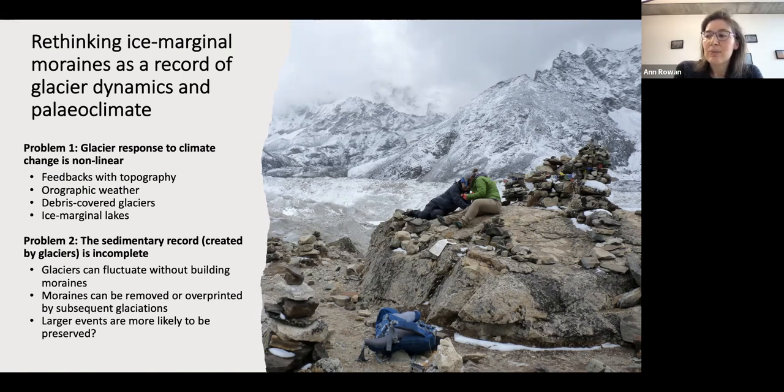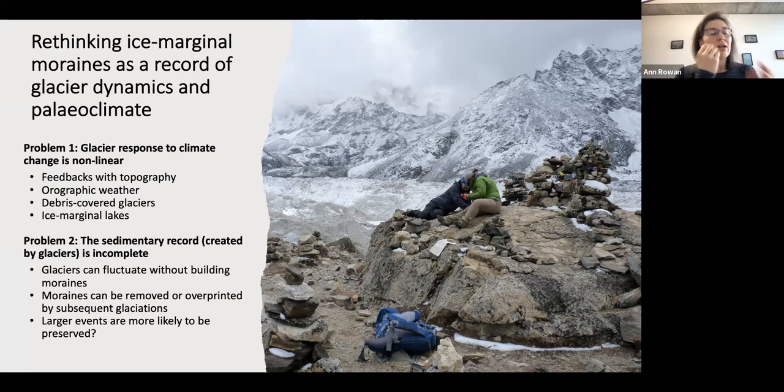The next stage of the talk, I'm going to talk about how reliable moraines are as a record of past climate, bearing in mind that glacier dynamics and feedbacks with topography affect how glaciers can change as the climate changes and how they form moraines. So as I see it, there's two problems in using moraines as a direct proxy of climate and assuming that every moraine represents something meaningful about climate change. So firstly, glaciers are non-linear in their response to climate change, particularly mountain glaciers flowing through high relief topography, and get feedbacks with topography, feedbacks with weather systems. Glaciers can develop debris layers or ice-marginal lakes, and all of these things affect their behavior.